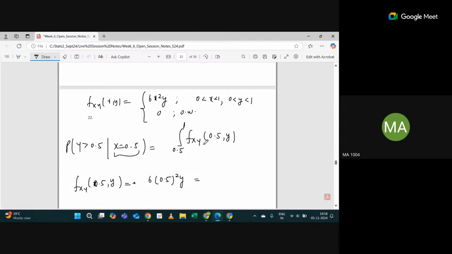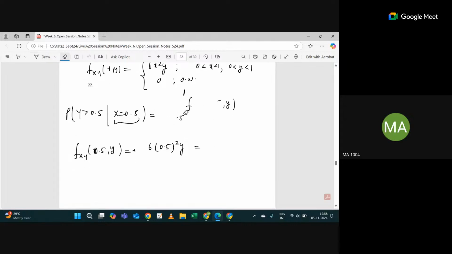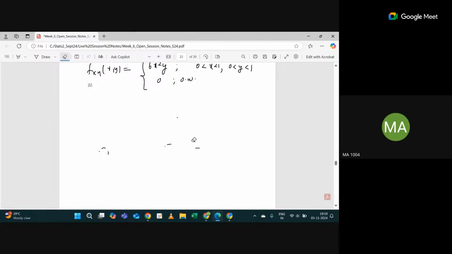So your numerator part will get changed by this. Are you getting it? One second, let me take a very simple example, otherwise you will get confused. Maybe that will give you the idea. Suppose I'm saying: probability that y is greater than 0.5 given that x is already 0.5.